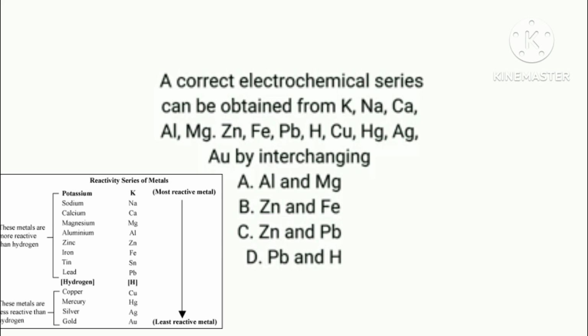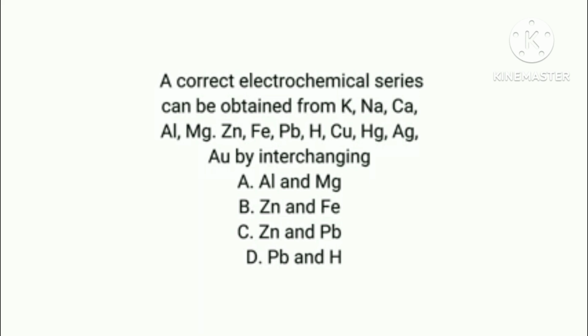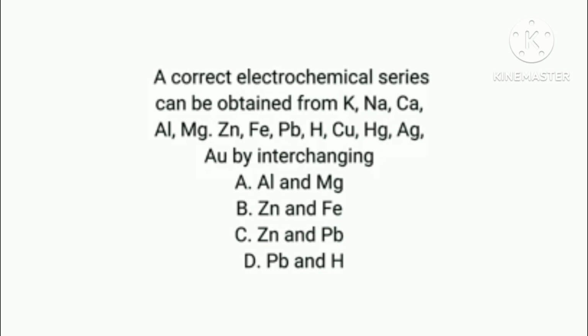That's how the correct electrochemical series is. So the only problem we're having with this arrangement is the position of magnesium and aluminium. So we can obtain a correct electrochemical series by interchanging the position of magnesium and aluminium. Let's look at the options again. A will have aluminium and magnesium, B will have zinc and iron, C will have zinc and lead, D will have lead and hydrogen. Now that we have that, I will leave you to choose the option.